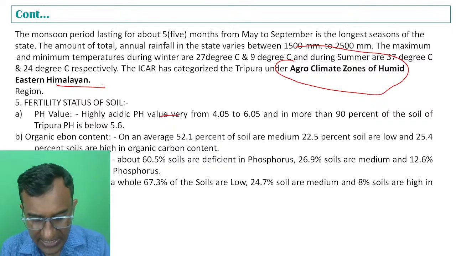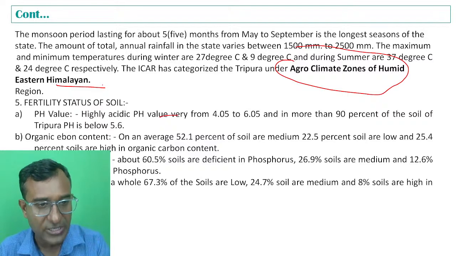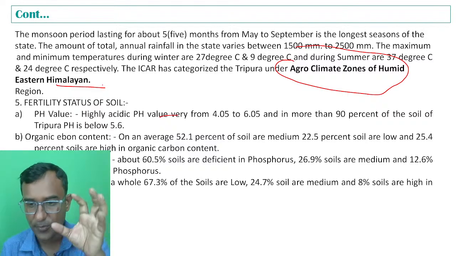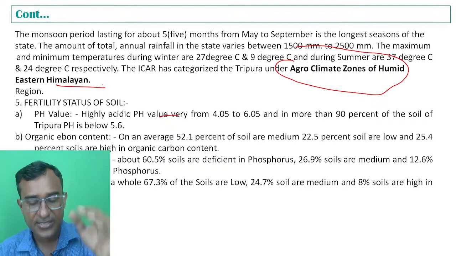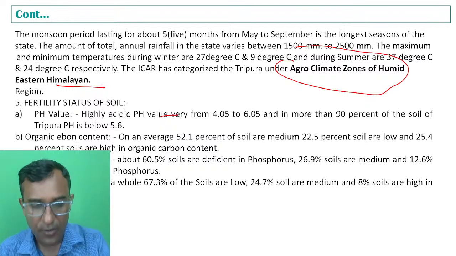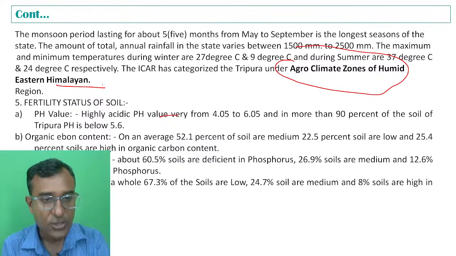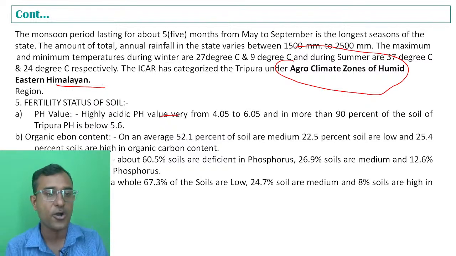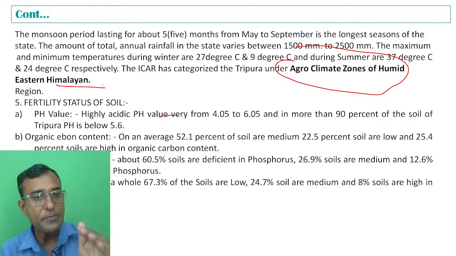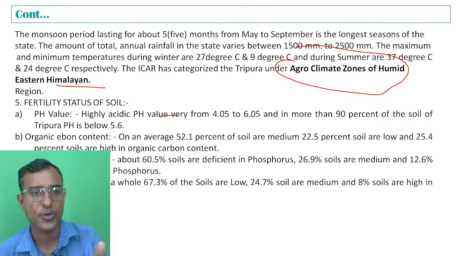You will see most of the time we put potash, phosphorus, all those types of things in the soil so that our cultivation would be good. So that is why these are given, okay? So if we see the pH value in Tripura, it is generally 4.05 to 6.05.